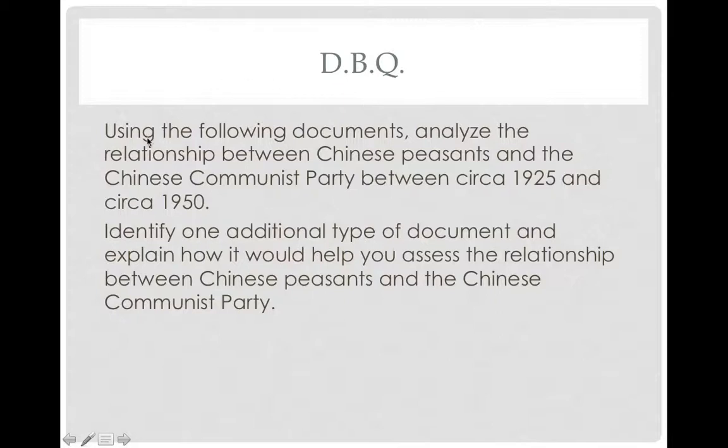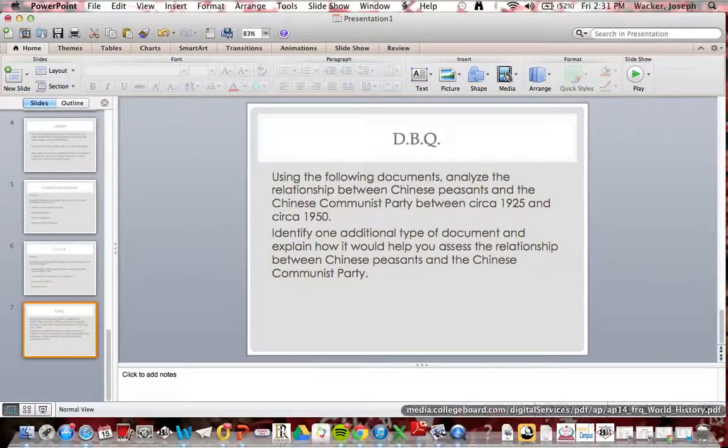To kind of help you with this and to kind of cement the point that you're working on your skills rather than your content knowledge, you'll be given what is called the historical background at the DBQ. Right below the prompt, which is this, you will have a short paragraph that pretty much summarizes the main point of this. So let's go look at last year's DBQ.